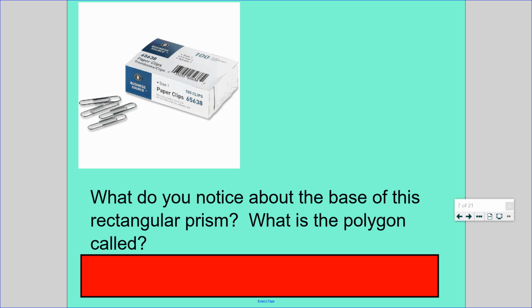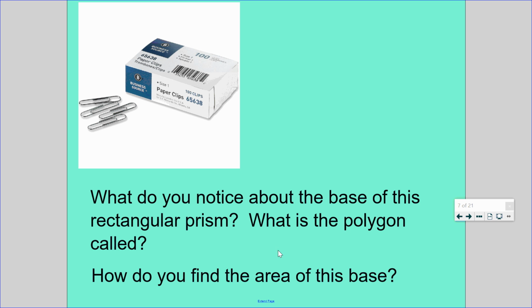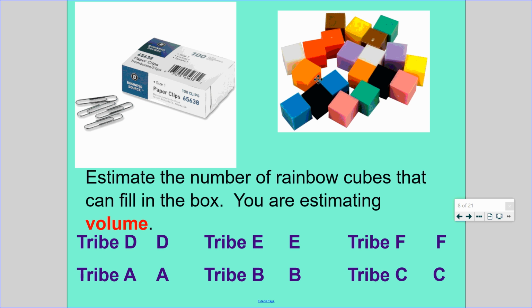So today you're going to be practicing given a paperclip box. You're going to tell me, what do you notice about the base of this rectangular prism? It is a rectangle. What is this polygon called? How do you find the area of a rectangle? You multiply the base and the height, or length times the width. Then you're going to estimate how many number cubes will fit into this box. You are estimating volume.